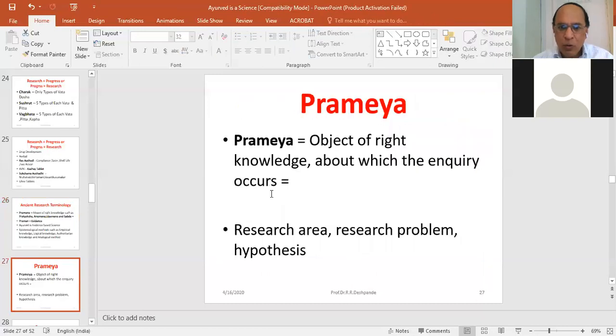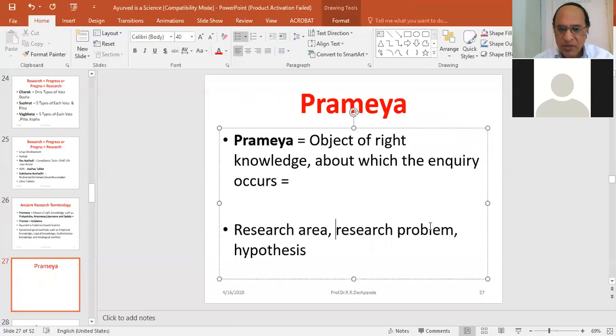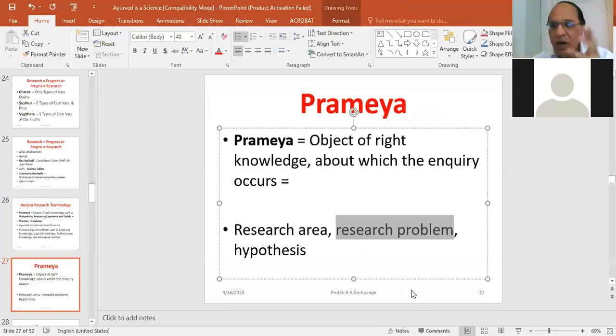Prameya, as I have told you, is the research problem. Give one example: Amrutadi Gugulu, whether it is useful in rheumatoid arthritis. This is my research question. This is my Prameya. We will take only one example for discussing each word.